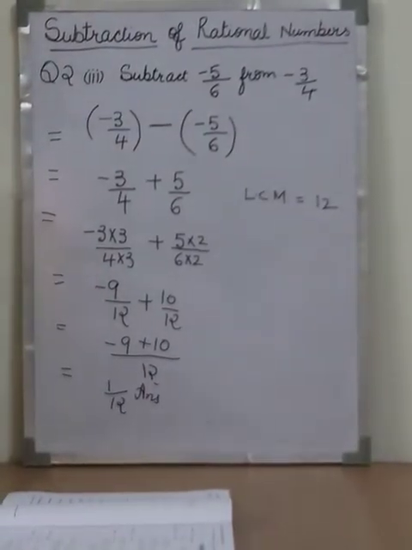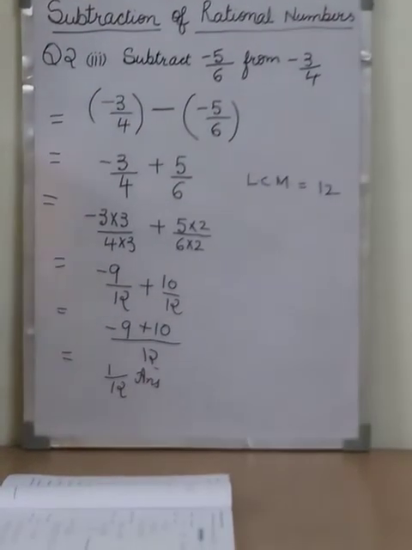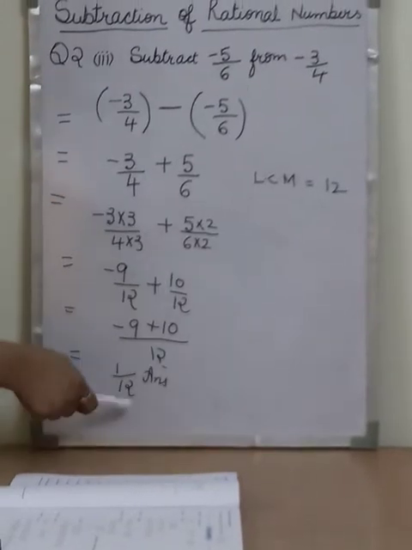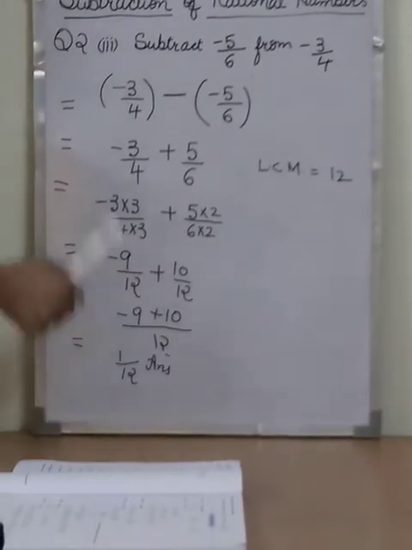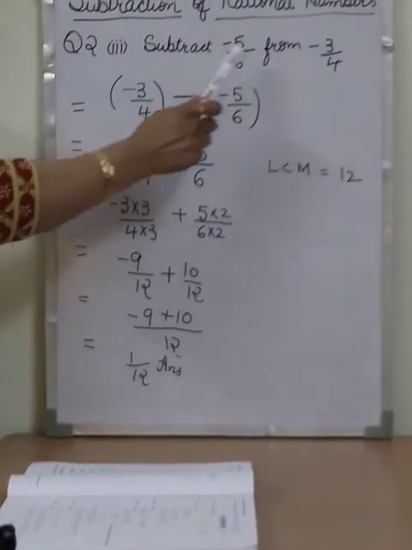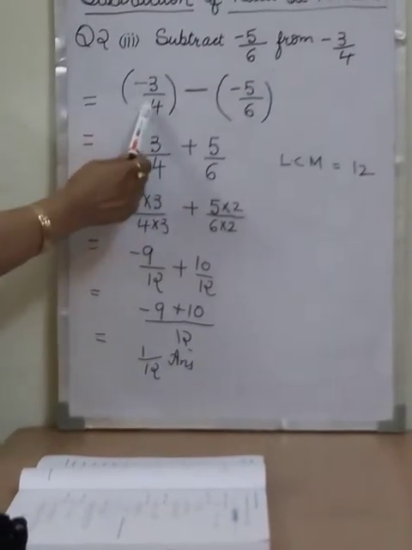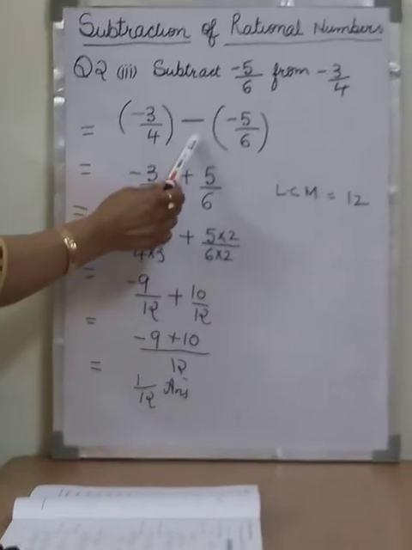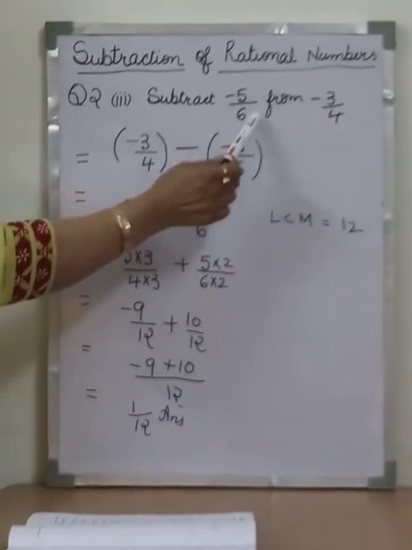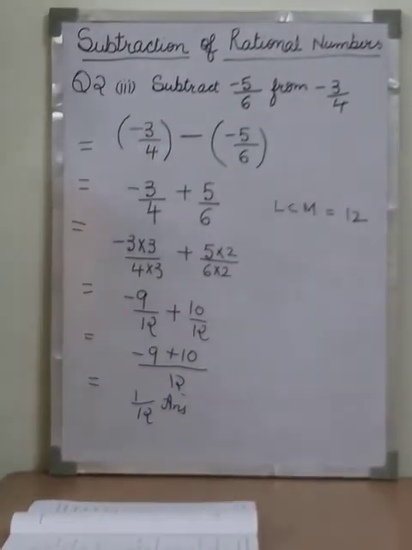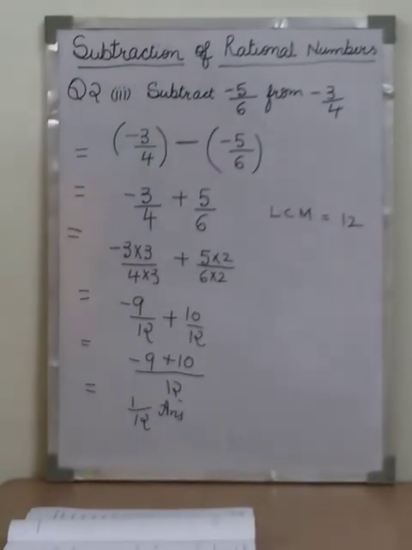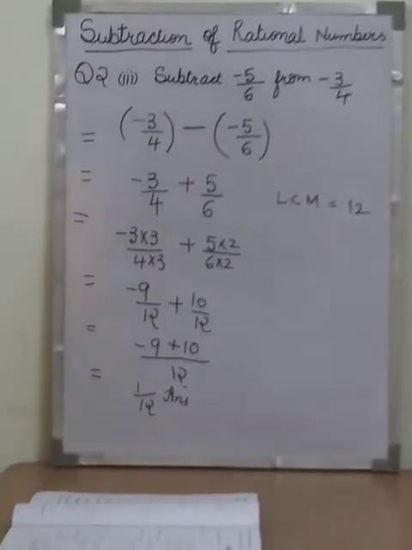Okay children, hope you have understood how to write the mathematical expression and then how to solve it. Remember, after the word from, whatever rational number we have, first you write that, then we put the sign of subtraction, then whatever is going to be subtracted we write that. So this way you are going to do question number 2, all the parts.